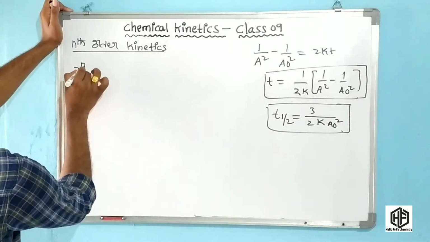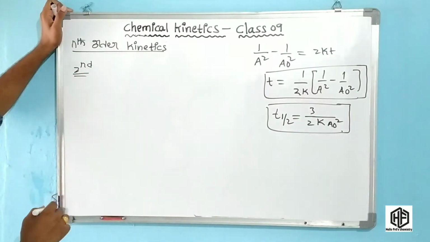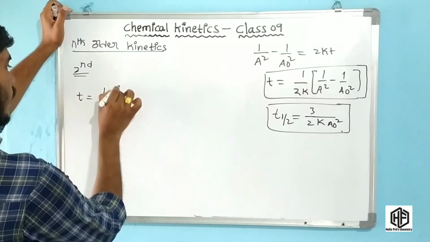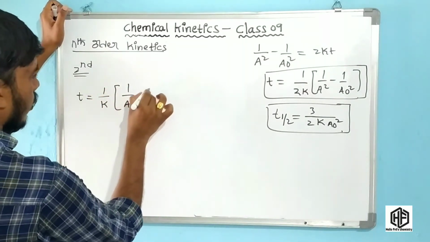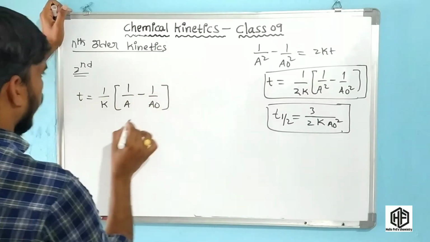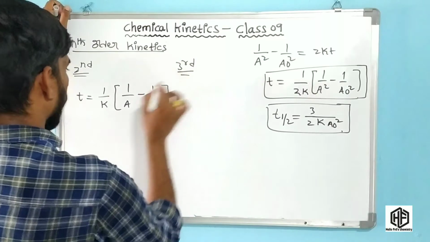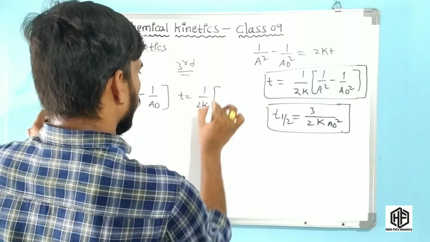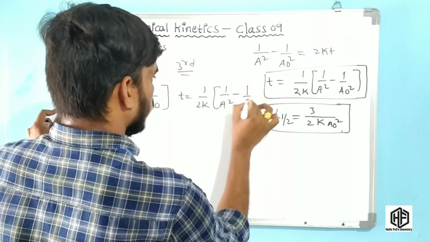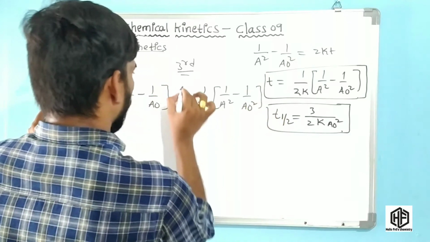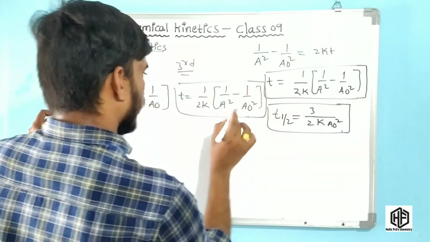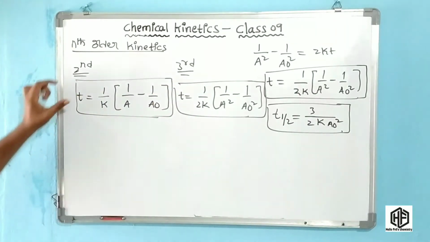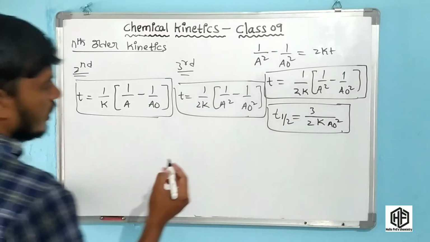Friends, in second order, t is equal to 1 by k into 1 by a minus 1 by a naught. And in third order, t is equal to 1 by 2k into 1 by a square minus 1 by a naught square. Okay friends, this is the expression of t in third order. Now, these two expressions, what happens in nth order?